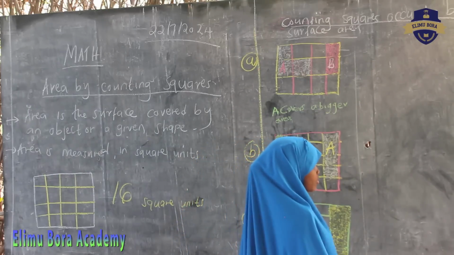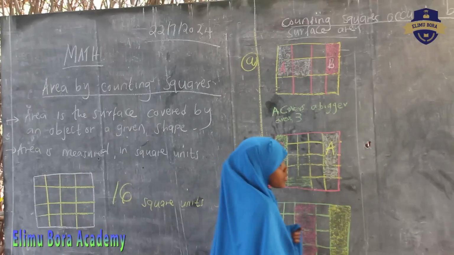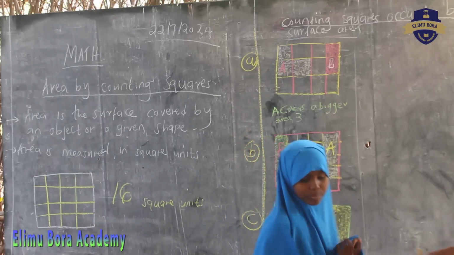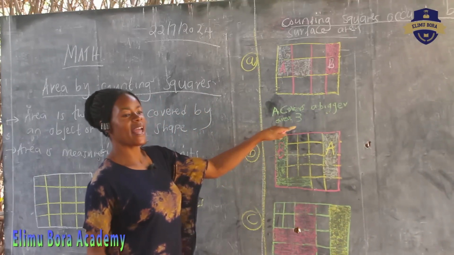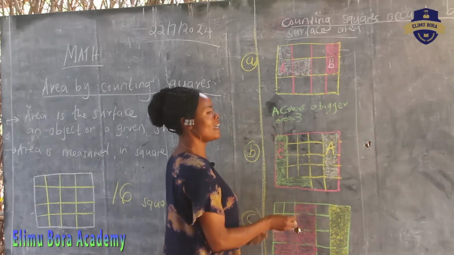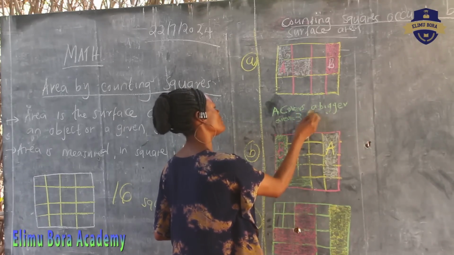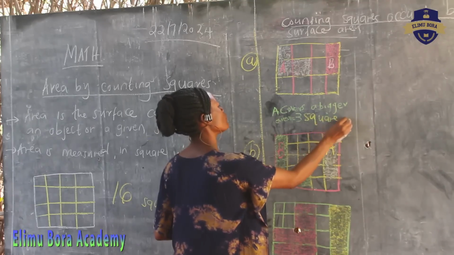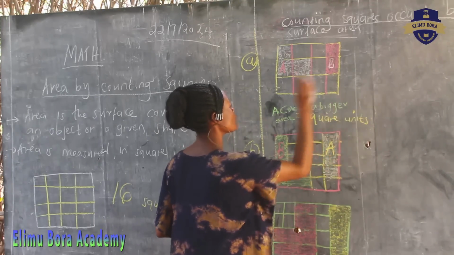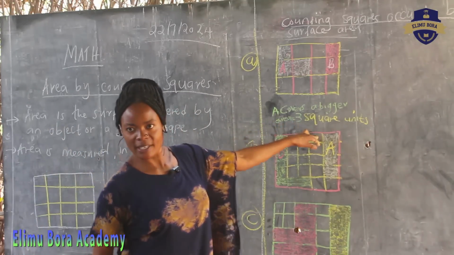It covers a bigger area by how many squares? You have not told us the number of squares. She has told us that A covers a bigger area by 3 squares. It covers a bigger area by 3 square units.